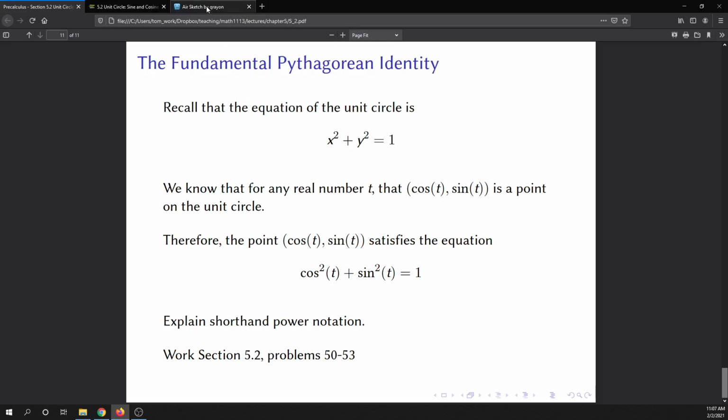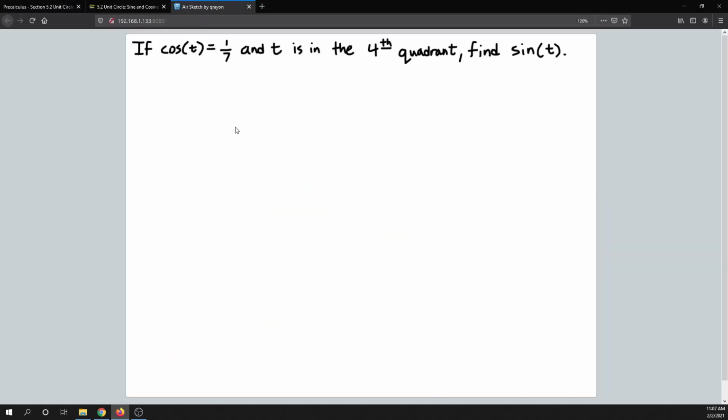I already have this problem written out, but I'm going to go ahead and write out the explanation a little bit lower, and then I'll erase it. When you write something like cosine squared t, what it means is that it is the same as cosine t times cosine t, when you take the cosine and multiply it together. You can also write that with brackets so it's a little easier to see.